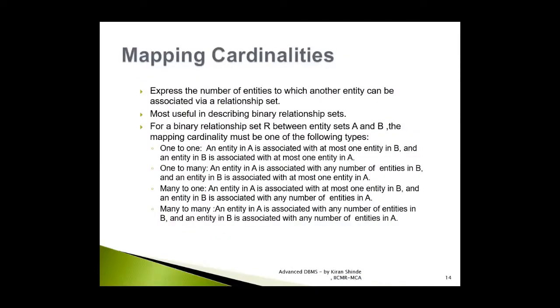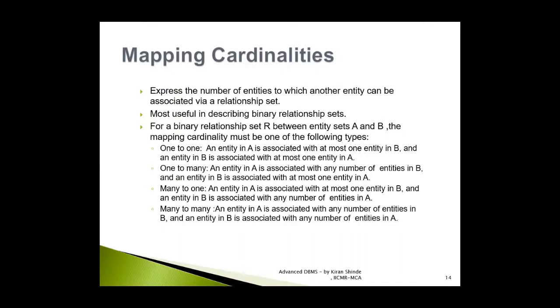The last topic in this video lecture is mapping cardinalities. Now, what do you mean by mapping cardinalities? Mapping cardinalities express the number of entities to which another entity can be associated via a relationship set. Means how many entities from one entity set are related or associated with the number of entities in another entity set. That is depicted with the help of the mapping cardinality concept.